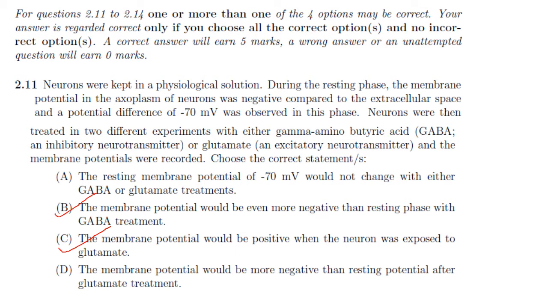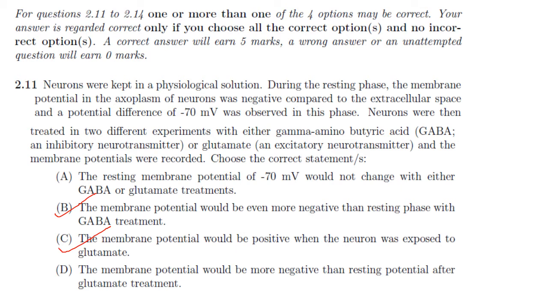That cannot be. One is an inhibitory and the other is an excitatory neurotransmitter. So there are going to be changes. Then the membrane potential would be even more negative than resting phase with GABA treatment. Yes, that is correct. Why? Because GABA is an inhibitory neurotransmitter and it will shift the membrane potential to the more negative side. So B is correct.